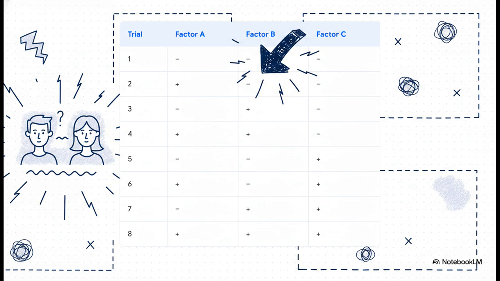But here's the hidden danger. Imagine our nuisance factor is the gender of the person running the trial. If, just by pure chance, all the high settings for, say, factor B are run by men, we have no way of knowing if the result we see is because of factor B or because of the gender. Their effects are hopelessly tangled up.